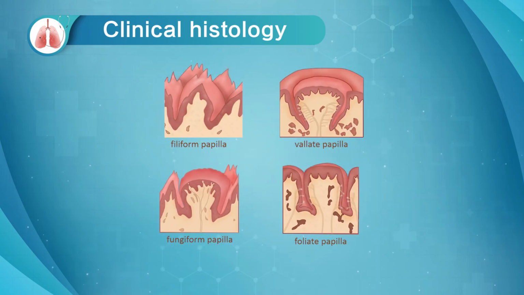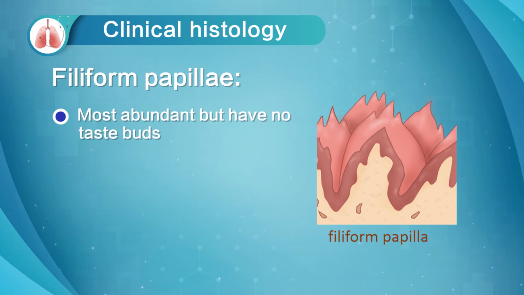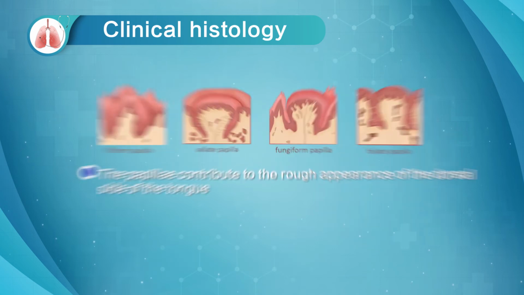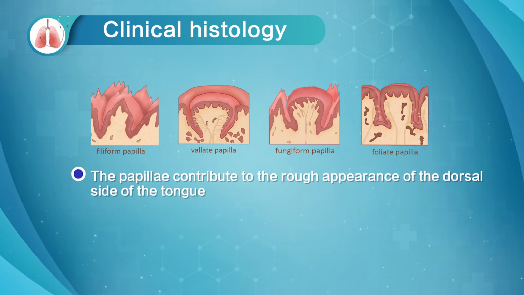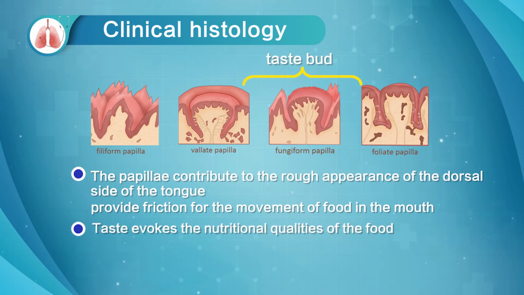Fungiform, foliate, and vallate papillae have taste buds within the stratified squamous epithelium. Filiform papillae are most abundant but have no taste buds. They contribute to the rough appearance of the dorsal side of the tongue and provide friction for the movement of food in the mouth. Taste evokes the nutritional quality of the food we are going to eat and stimulates our appetite. But how do we get the taste of the food?